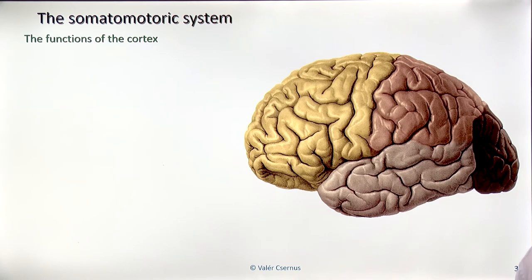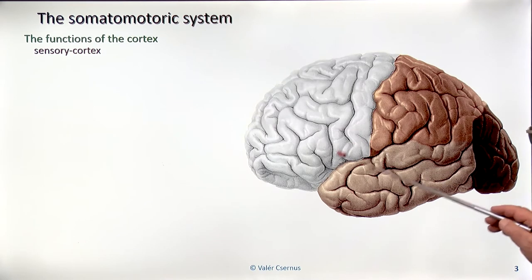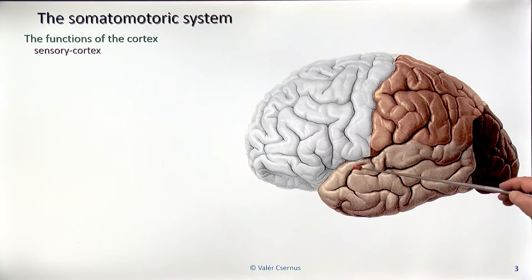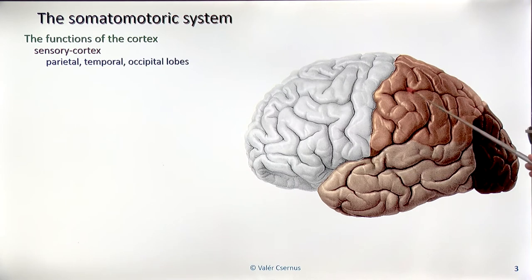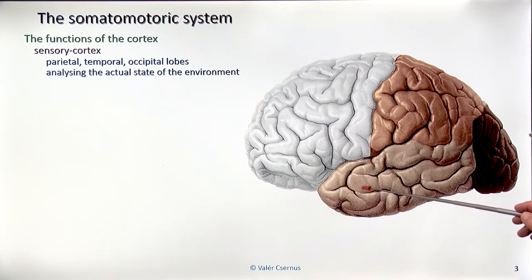To understand the function of the somatomotoric system, the moving, let me briefly describe what we use our cerebral cortex for. We can divide the cortex into two major functional areas: the sensory cortex, which consists of the parietal, the occipital, and the temporal lobes, and these process various sensory information. Whatever information comes in through the receptors, through the sensory organs, we analyze.